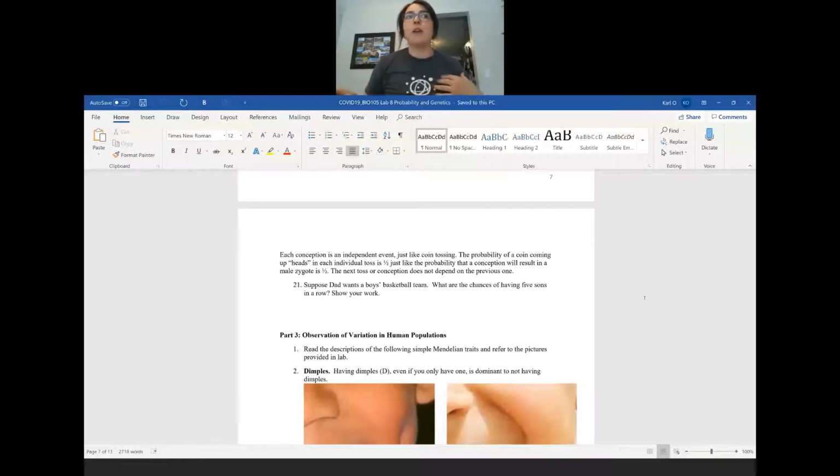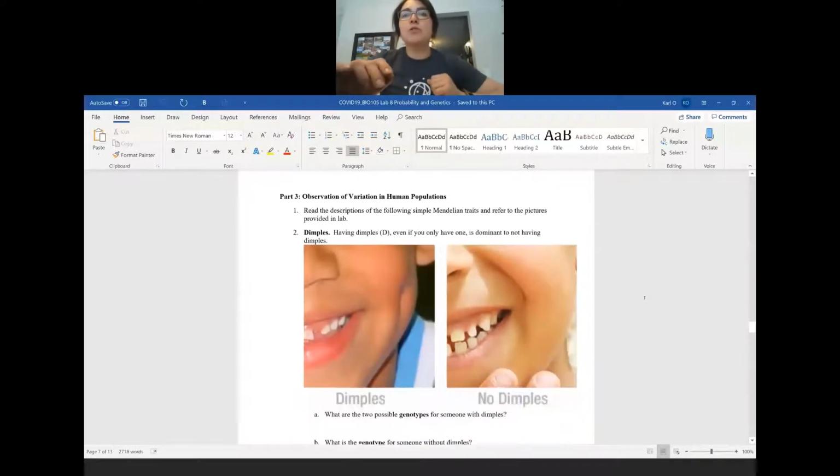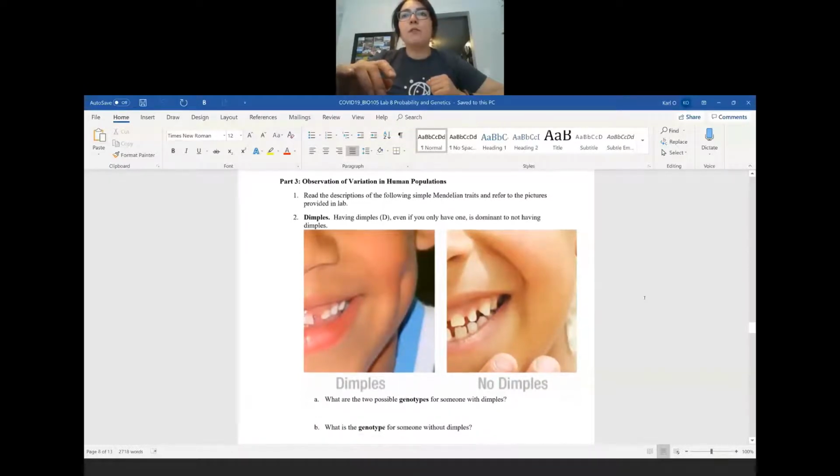0.03125. So when you convert that into a percent, it's right around 3%. That's the chances of having 5 sons in a row. So part 3 goes through some various traits that you needed to observe. We're not going to go through all of these traits individually, but you can check the key to double check that you got all the genotypes correctly if you want to do that.